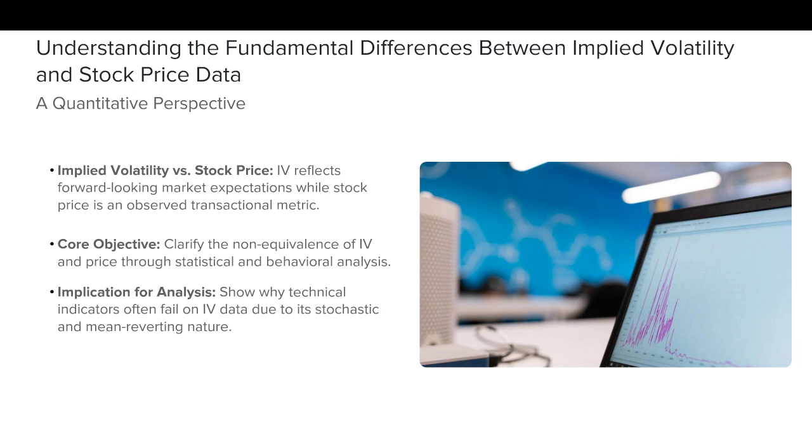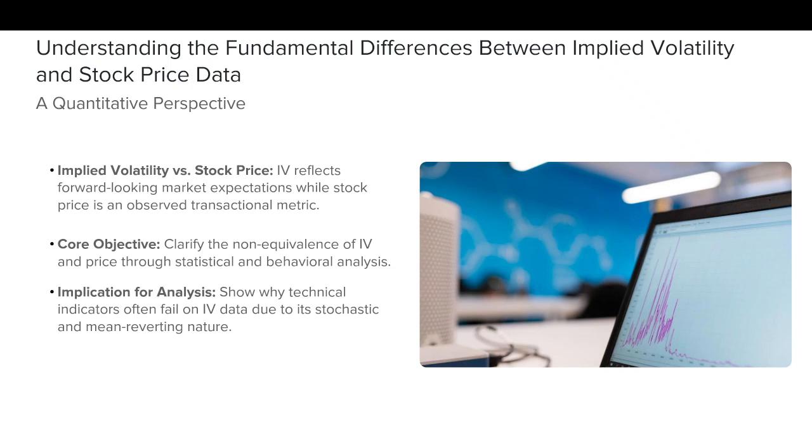Now let us understand the fundamental difference between IV and stock price data. It will be very clear in the next few moments why we are doing this. This distinction is crucial for anyone involved in quantitative finance, options trading, or market analysis.